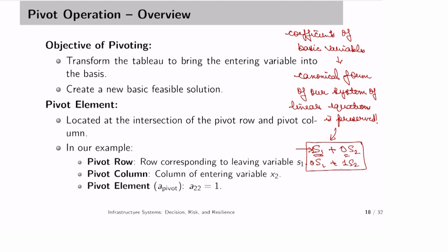Similarly, in the second row, only S2 has a coefficient of 1 and S1 has a value equal to 0. So whatever value we have on the right-hand side, RHS, is going to be the value of S1 and S2 directly.